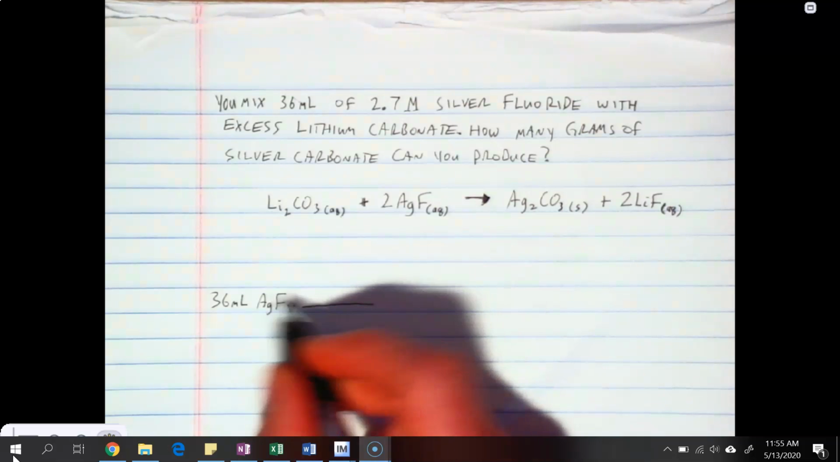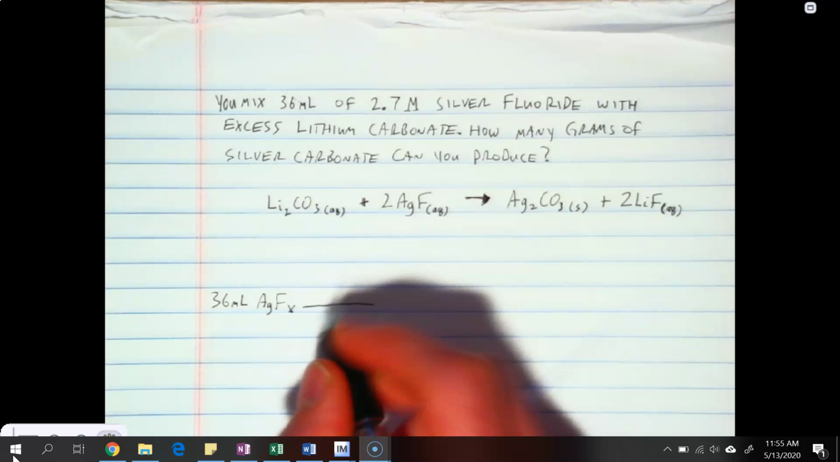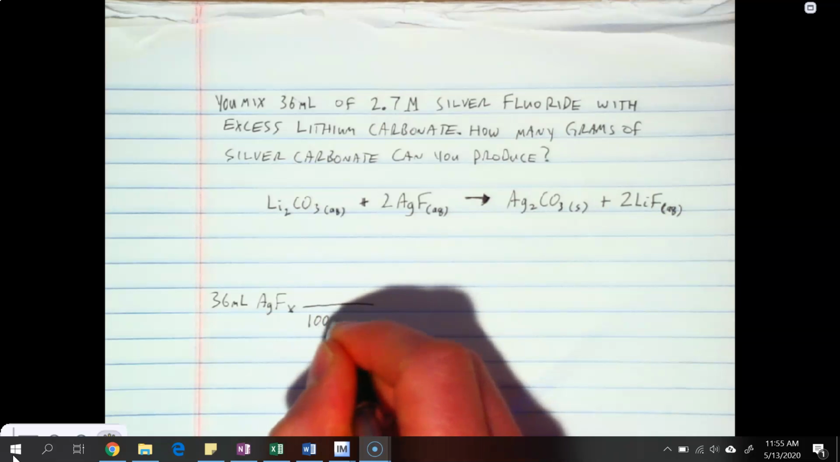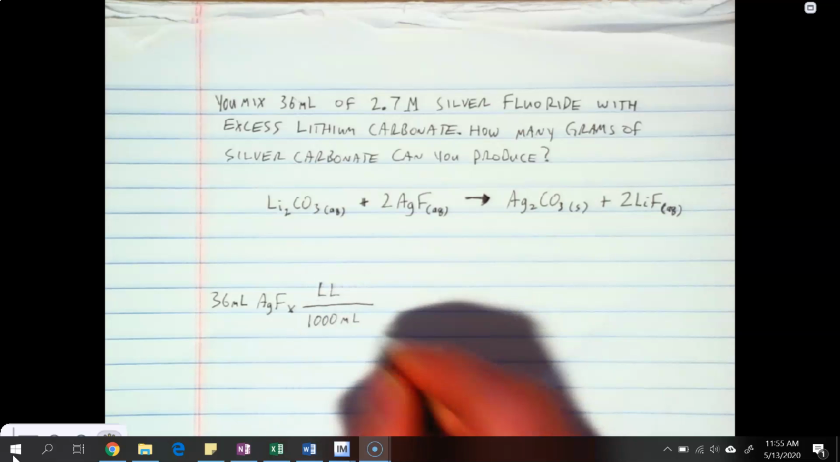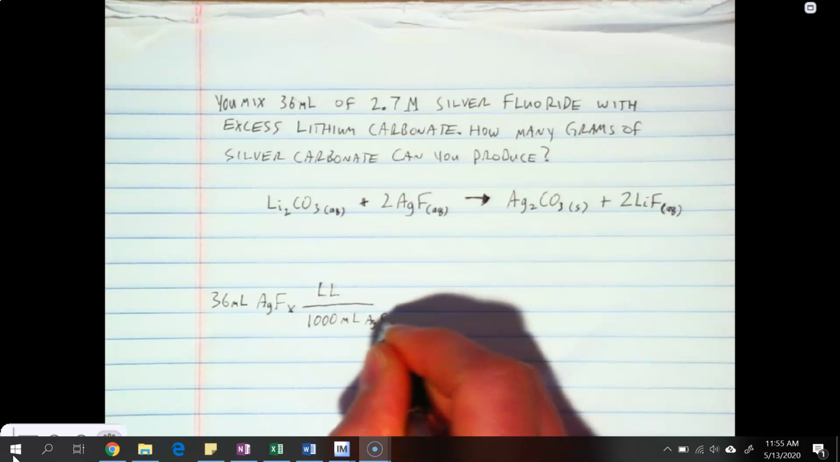So first thing I want to do is turn these milliliters into liters. And there are 1,000 milliliters for every 1 liter, and we're still talking about AgF here.